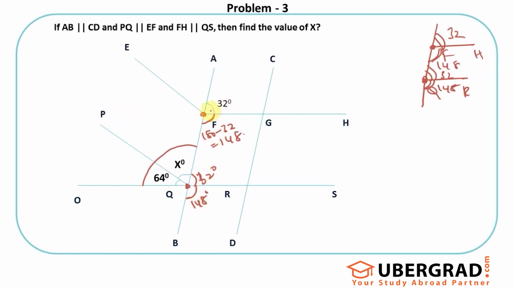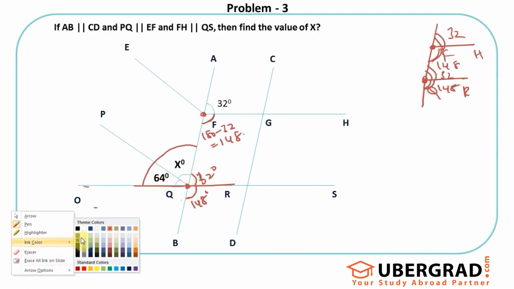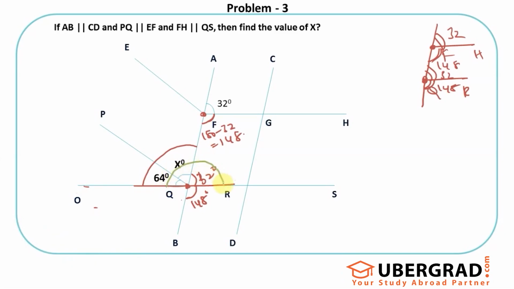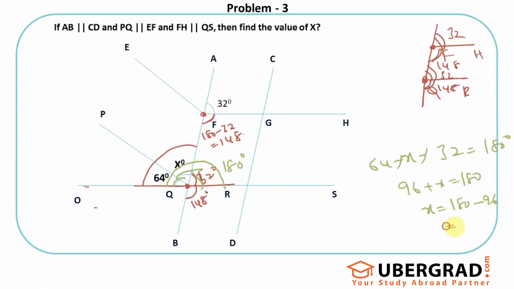Done. Now I need to figure out the remaining things, which is very easy for me, right? What is this? This is a straight line, right? OQRS is a straight line. So this entire angle, let me use a different color. This entire angle should be 180 degrees. So this entire angle is 64 degrees plus X degrees plus 32 degrees. That is 180 degrees. So 64 plus 32 is 96 plus X is 180. So X is 180 minus 96, that is 84. So the value for X is 84, right?